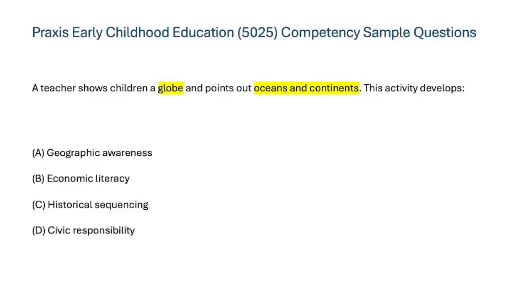Economic literacy would involve money or trade and is not applicable here. We can eliminate option C, historical sequencing, as that relates to time and chronology. Then you can eliminate option D, civic responsibility, because that involves behavior and community roles, also not applicable in this scenario. The correct answer is option A, geographic awareness. Using a globe builds understanding of landforms and world layout, which are geographic concepts.